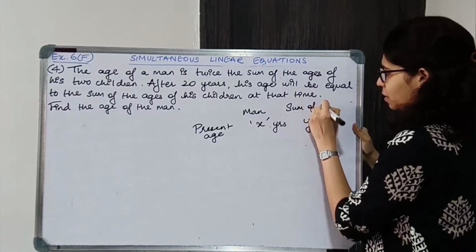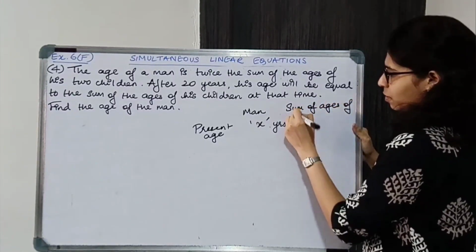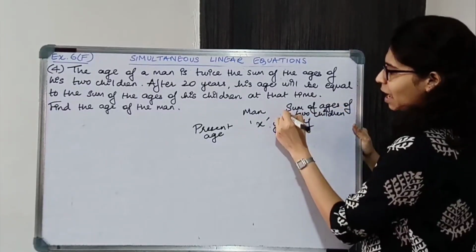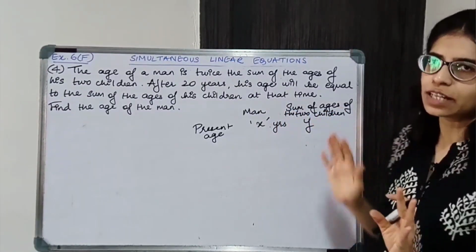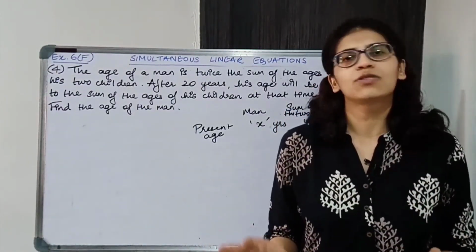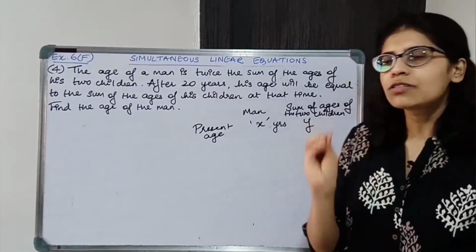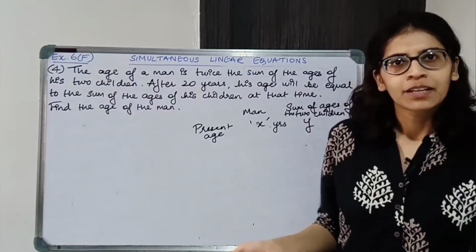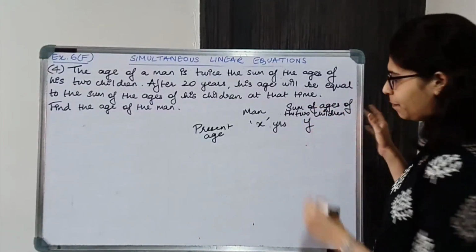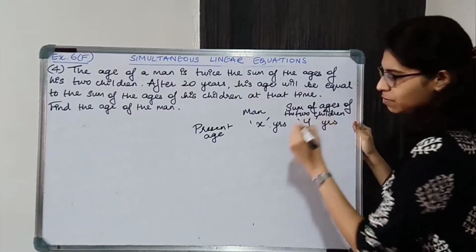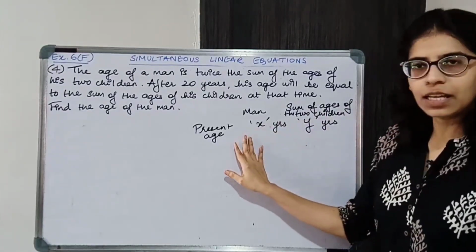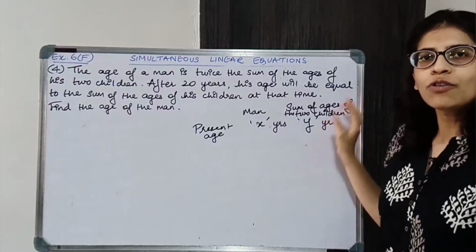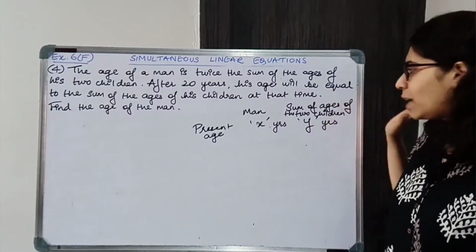The sum of the ages of the 2 children, because they have not asked the individual ages of the children. Okay? So here we are not concerned with the individual age of each child. The sum of the ages is y years. These are the present ages. Present age of the man is x years, and presently the sum of the ages of the children is y years.